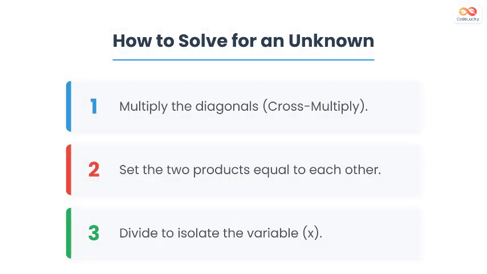Here is the three-step process to solve any proportion. Step 1, multiply the diagonals. Step 2, set those two products equal to each other to form a new equation. And step 3, solve that equation for the variable.